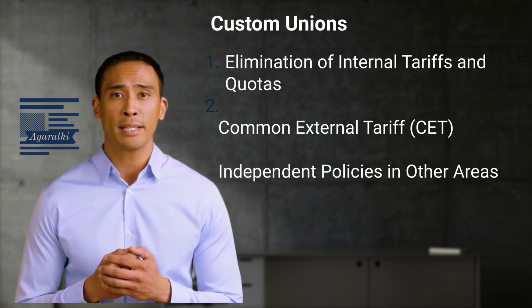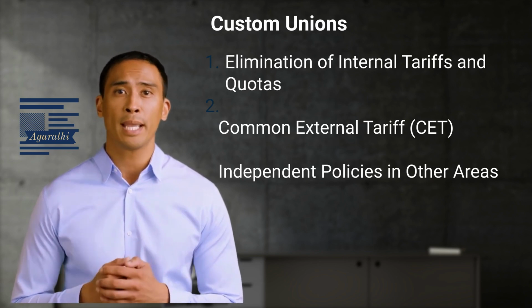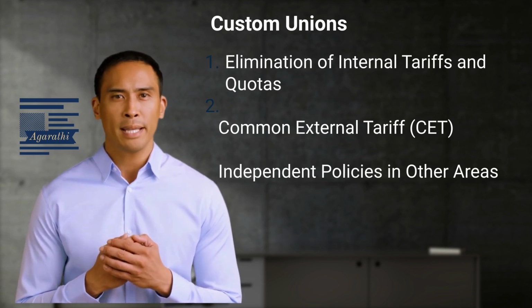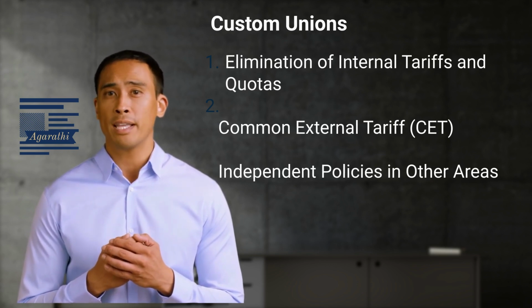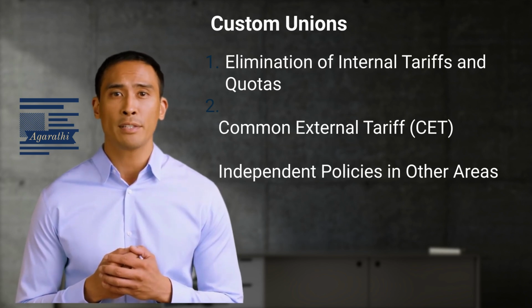It was founded in 1910. Its members include Botswana, Lesotho, Namibia, South Africa, and Swaziland. The 5 member states maintain a common external tariff, share customs revenues, and coordinate policies and decision-making on a wide range of trade issues.